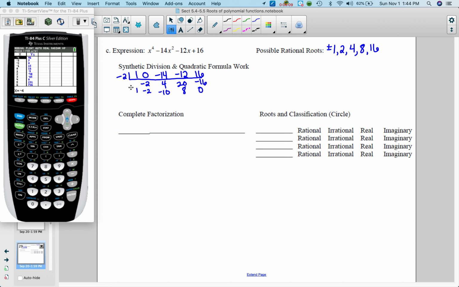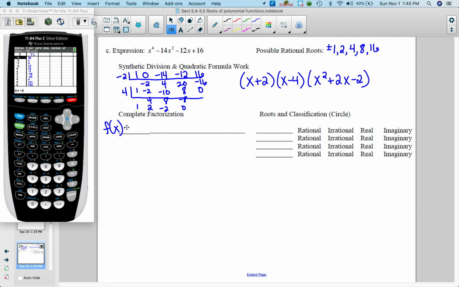Okay, good. We got 0, and now I'm going to write down, since negative 2 worked, x plus 2 is a factor, and I'm also using my calculator to see that 4 works. So I'm going to continue synthetic division with that. Since 4 works, x minus 4 is a factor, and I'm left with x squared plus 2x minus 2. And actually, that one is not factorable. If you try a diamond problem, it will not work. So for my factorization, I'm done.